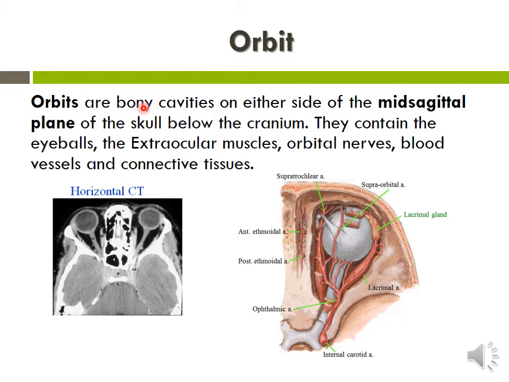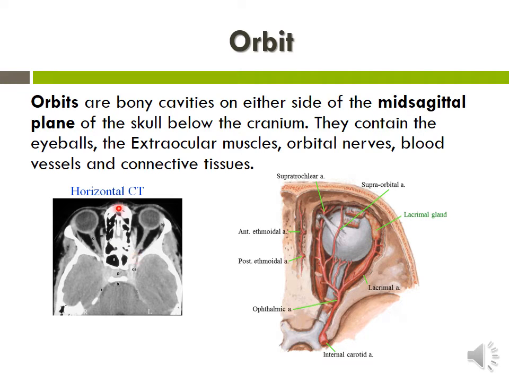So orbits are bony cavities. Now we understood what a cavity is, that is a space, bony cavities on either side of the mid-sagittal plane. Imagine if this is the cranium, this is the sagittal plane, right? So this is a sagittal plane, when you're cutting it across here. So orbits are bony cavities or bony spaces on either side of the mid-sagittal plane.